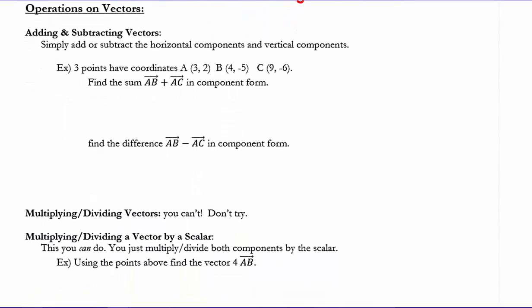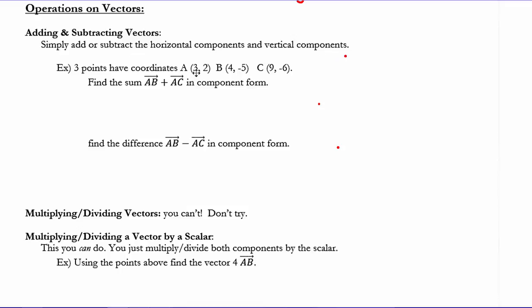Well, when we write things in standard unit vector form, what we're really doing is an operation on a vector. We're multiplying i and j by a number, and then adding those multiples together. So when you want to add or subtract vectors, it's super simple. All you do is add or subtract the horizontal and vertical components.